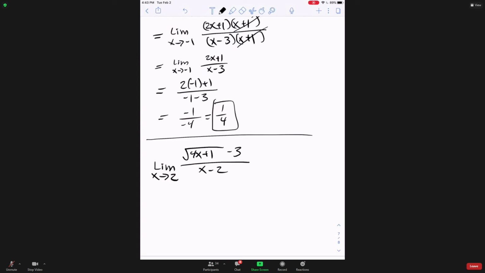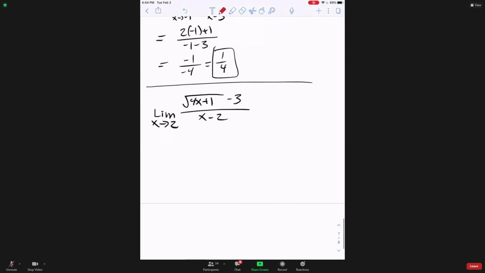Limit as x approaches 2 of the square root of 4x plus 1, and then minus 3, divided by x minus 2. So this is a little bit different. I mean, you do still want to confirm. So you plug in 2, and you'll notice you get 0 in the numerator and denominator. So it is a 0 over 0 situation. So now you can't factor this. What do we do? Conjugate? Yes, exactly. You multiply top and bottom by the conjugate. Look at this, I can use a different color now. So you multiply by the conjugate of the numerator.